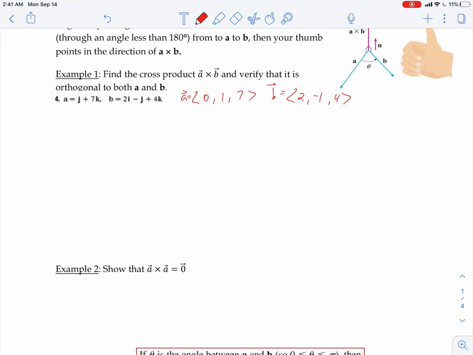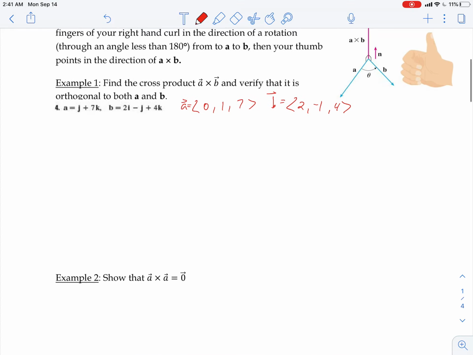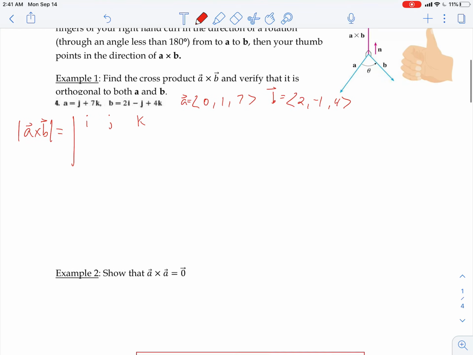And so now we're going to do A cross B, and I'm going to use the standard basis form. In order to find A cross B, I'm going to go ahead and set everything up. So I have i, j, k, and then I have 0, 1, 7, and I have 2, negative 1, 4.